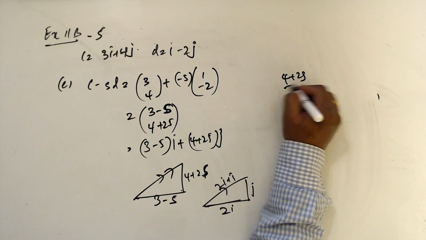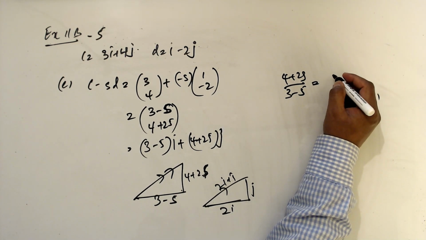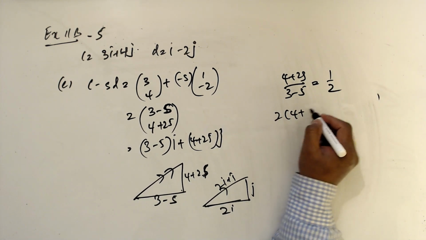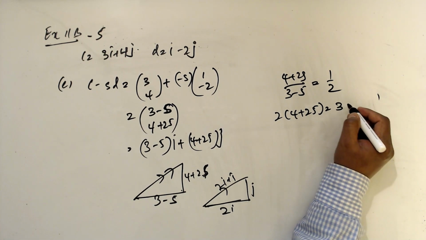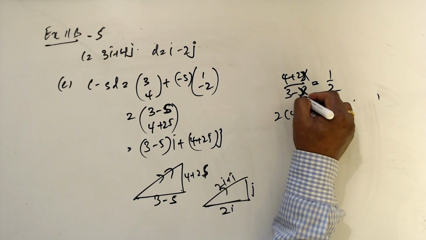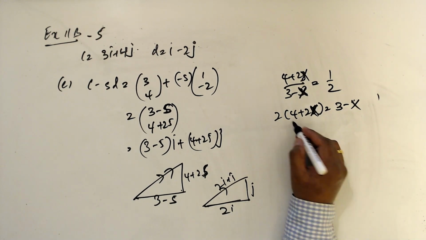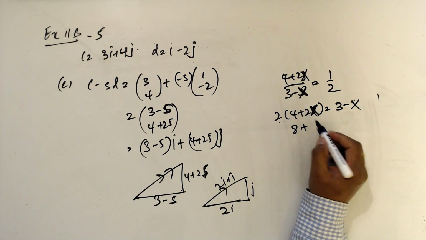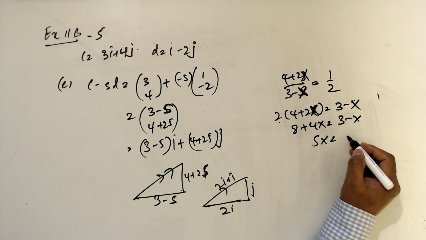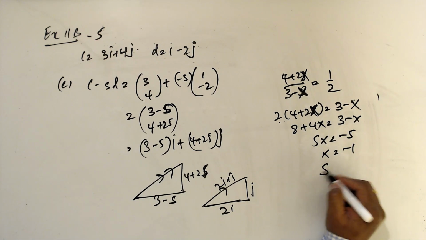4 plus 2s divided by 3 minus s equals 1 divided by 2. So 2 times 4 plus 2s equals 3 minus s. Let me put this as x. So 8 plus 4x equals 3 minus x, so 5x equals minus 5, x equals minus 1. It means s equals minus 1.